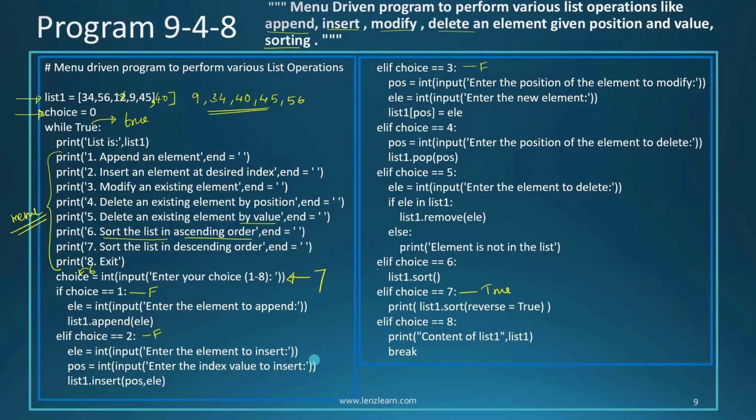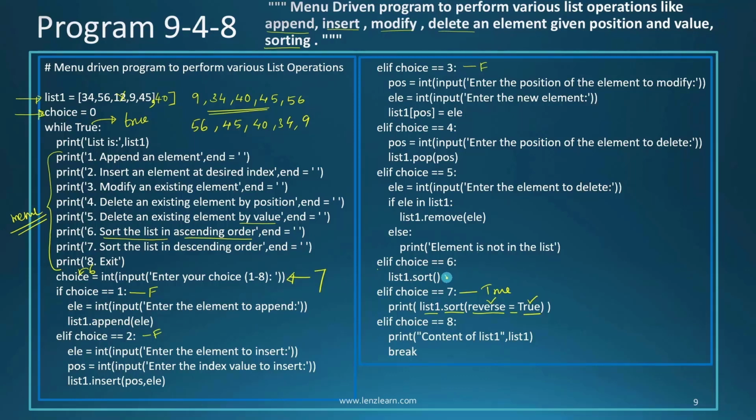Now if you want to sort a list in reverse order, you have to use the same built-in function sort on list 1, but as a parameter you have to specify reverse equal to true. So once the sort function understands that the reverse parameter has to be set to true, it will sort the list in reverse order, in descending order. So the output is going to be 56, the largest number first, then 45, 40, 34, and 9. So this is how you can sort a number in ascending order and also in descending order.